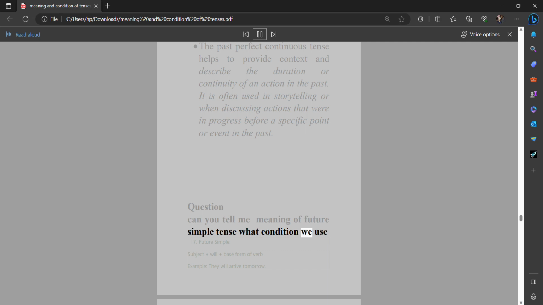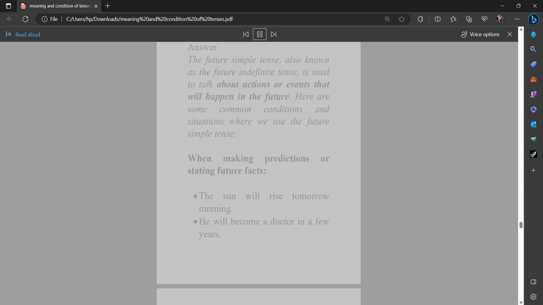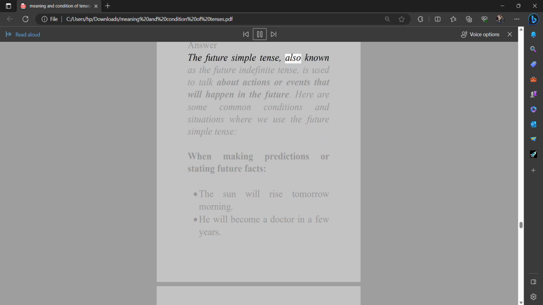What condition we use? 7. Future simple, subject plus will plus base form of verb. Example: they will arrive tomorrow. Answer: the future simple tense, also known as the future indefinite tense, is used to talk about actions or events that will happen in the future. Here are some common conditions and situations where we use the future simple tense.